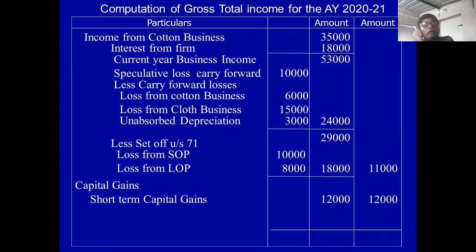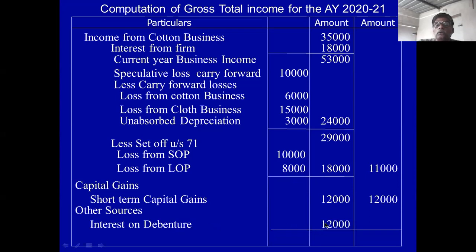12,000 rupees is the taxable income. Then other source. In other source, interest on debenture is there, 12,000 rupees. And there is no adjustment for this. You take 12,000 to the outer column.